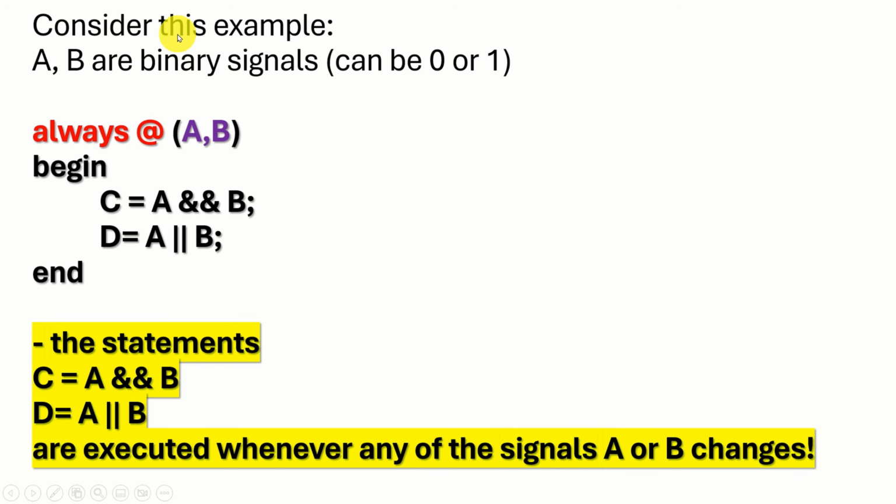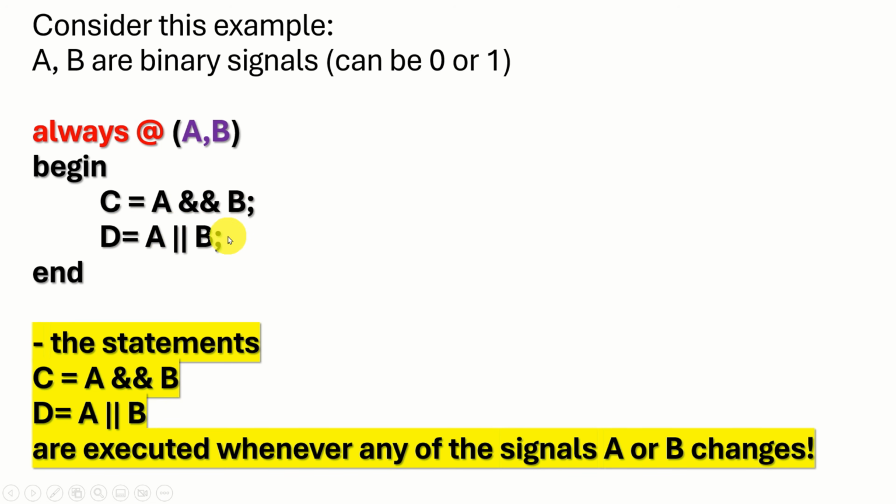Consider this example. Over here, A and B are binary signals. That is, they can take the values 0 or 1. And here's how the always statement looks like. We say always at A, B. Then over here, we have two statements. The first statement implements the AND gate, and the second statement implements the OR gate.